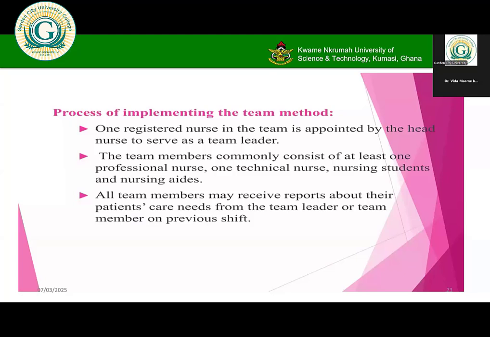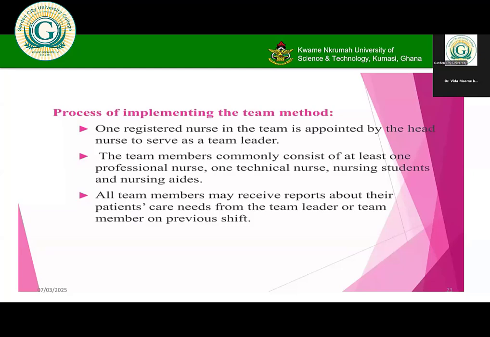But in our kind of environment, we have professional nurses that we can even have based on their status. So maybe we can have a principal nursing officer, then the staff nurse. We can also have the nurse assistant and the technical nurse. We come together. But in all this, the group leader will be what? A professional nurse. So all team members may receive reports about their patient care needs from the team leader or team member on previous shifts. So that is team member.